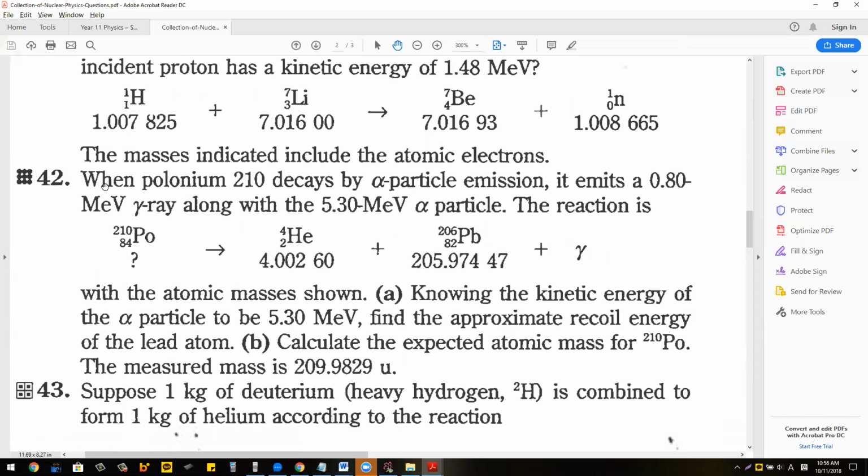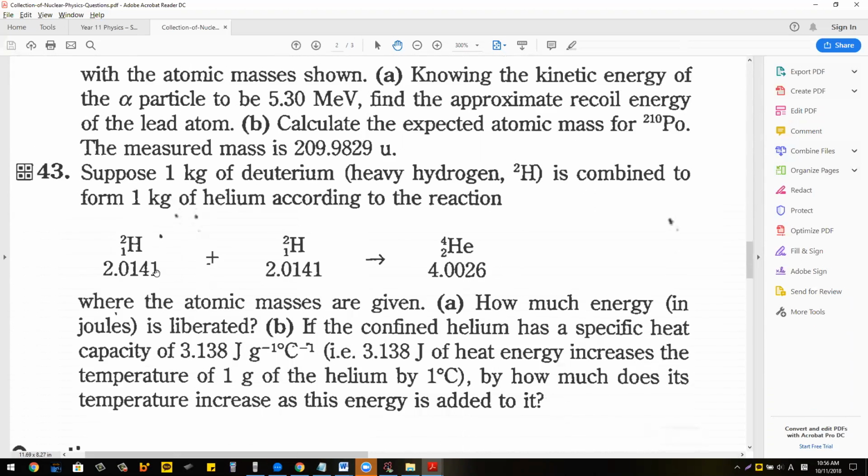So 42, is it? 43. Okay. So a kilogram of deuterium is combined to form 1 kilogram of helium according to the reaction. This to this.